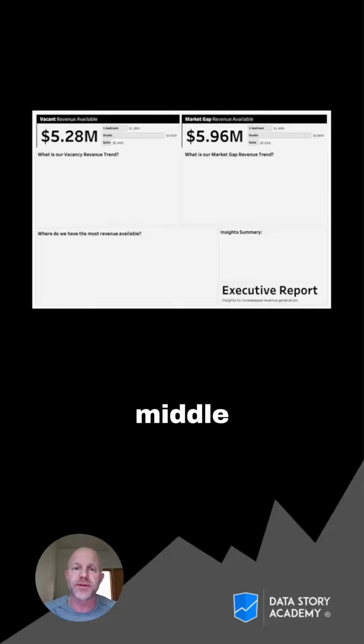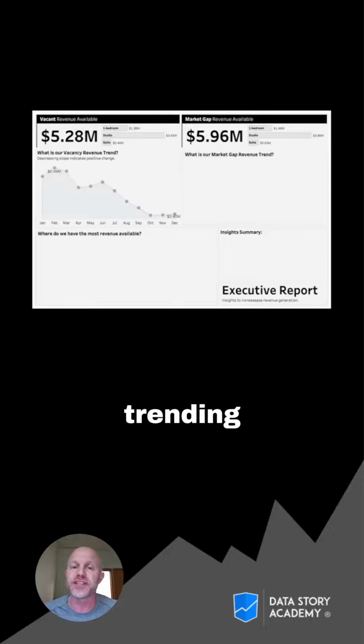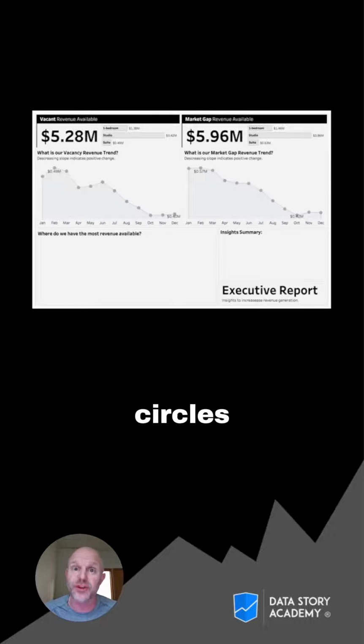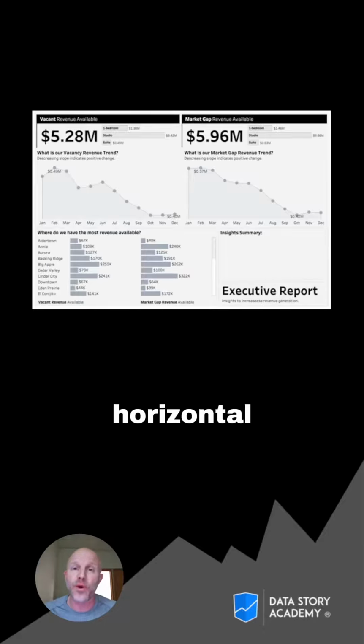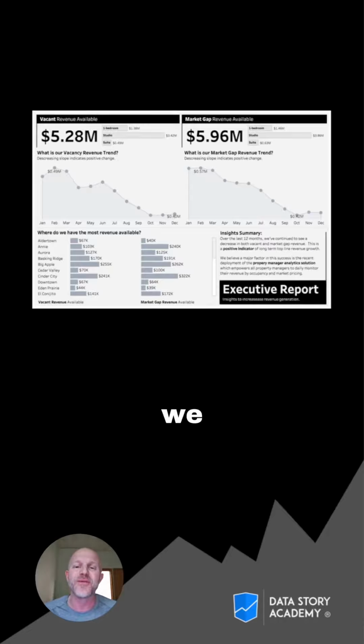And then across the middle, I'm going to add those 12-month trending charts with line charts with little circles so they can see the visual endpoints for each of those different months. Then in the bottom left, I'm going to add a horizontal bar chart showing the properties. This is going to allow me to quickly click and sort the highest and lowest revenue available for each of those individual properties. And then finally, in the bottom right, we add a little bit of branding and that insights summary.